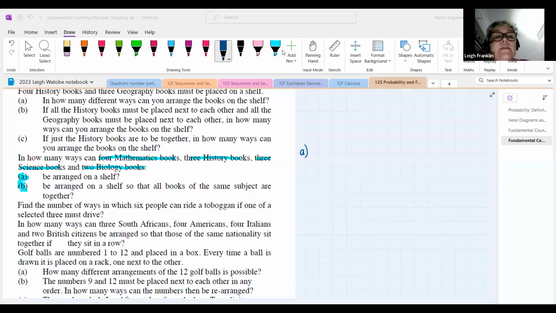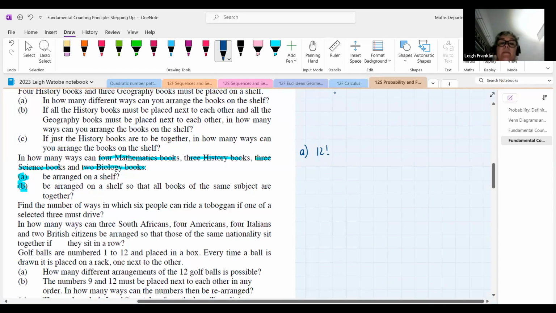Okay, so Litlu says 12 factorial. Where did you get 12 factorial from, Litlu? Trish says 12 factorial. Okay, because there are 12 books. So 4 plus 3 is 7. 7 plus 3 is 10, plus 2 biology books. They did not tell us that certain books needed to be together. That's it. You added the number of books together. Beautiful. Okay, so we've got 12 factorial, which is some really big number. So we'll just leave it as 12 factorial.